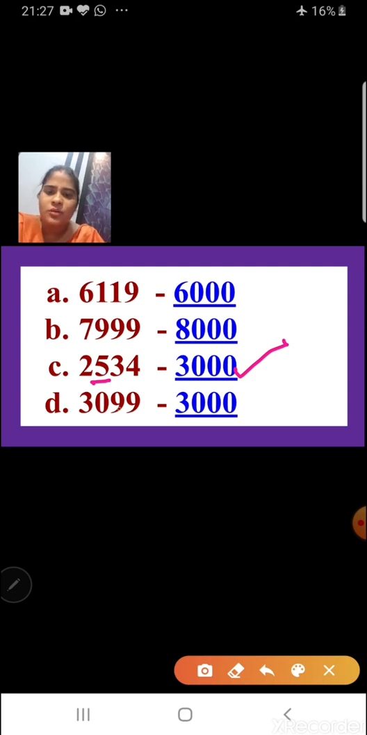D is 3,099. Children, we have 0 in hundreds place. So it is less than 5. The number in your thousands place is not going to change. Your answer is 3,000.